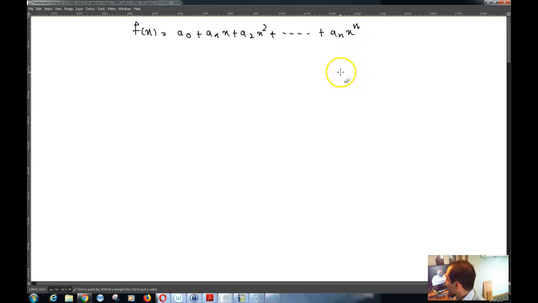Okay, so now if f of x, we said, is equal to a of 0 plus a of 1 times x plus a of 2 times x squared plus all the way up to a of n x raised to the power n. Now let this be the polynomial function.